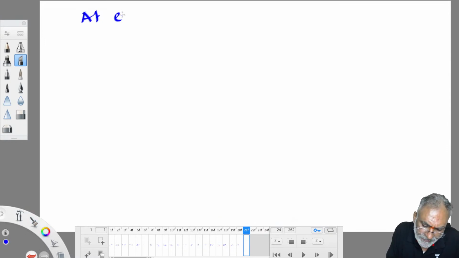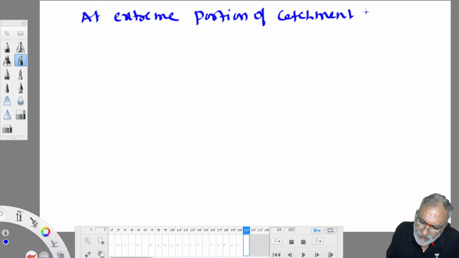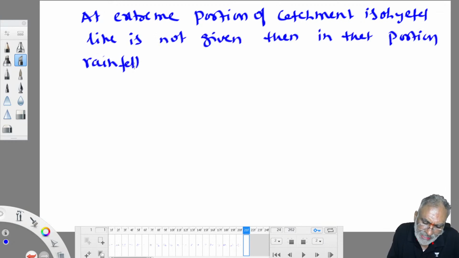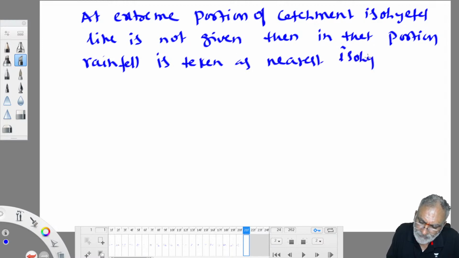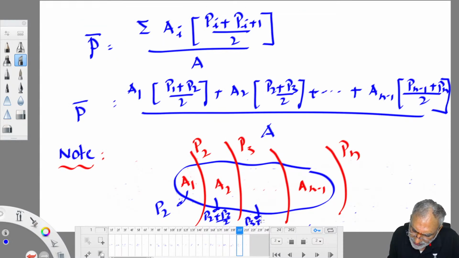So at the extreme portion of the catchment, the isohyetal line is not given. Purposefully, the rainfall is taken as the nearest isohyetal value. So in this portion, the rainfall is (P3 plus P4) by 2, like this. Remaining portions, no problem. It is (Pn minus 1 plus Pn) by 2. Here only, at the last portion, there is a problem.